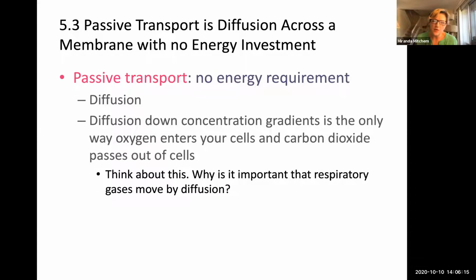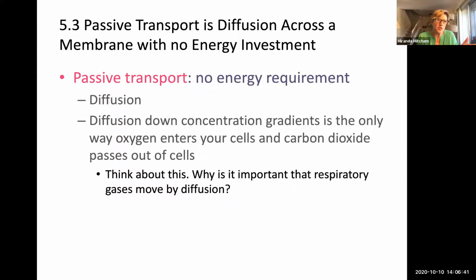So the reason why there has been evolution in the human lineage for the respiratory gases to move by diffusion is because there are times where we might not have enough energy, and we wouldn't want such a critical process dependent upon the process of active transport that just doesn't happen if the conditions aren't there.